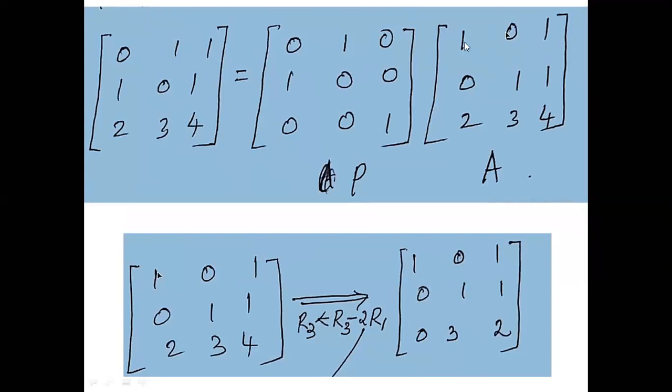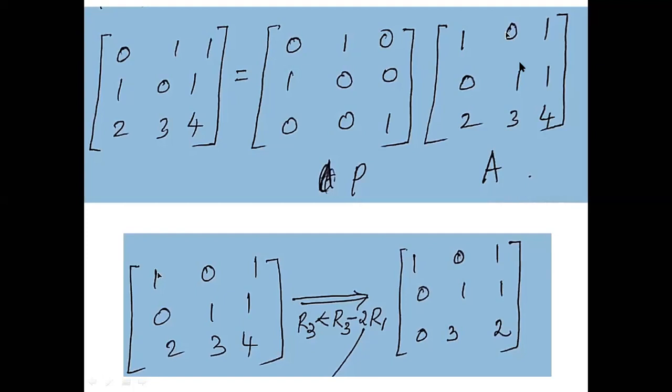So after row exchange, you have 1 here, which is the first position. But in the initial matrix, the first position needs to be 0. Therefore, I put a 0 here. Right? So once you start finding the original components, you can find the permuted matrix P. So now we have the original matrix split as P into A, and now we do the LDU decomposition for the matrix A itself.